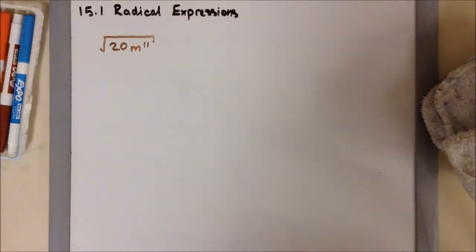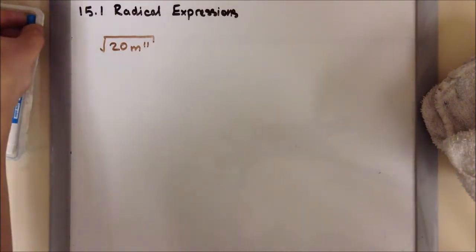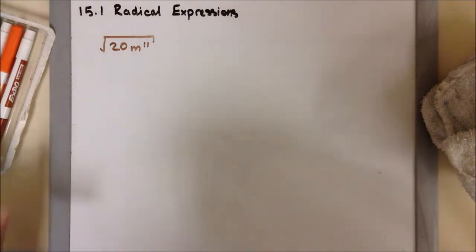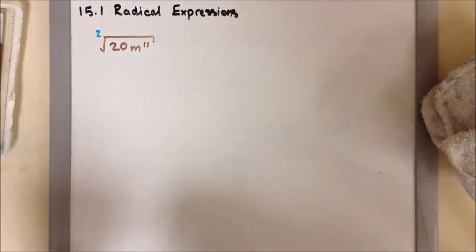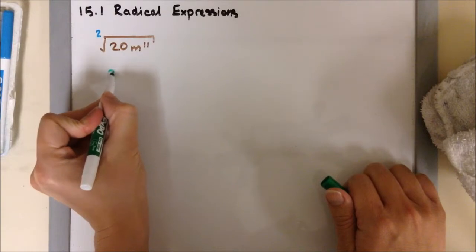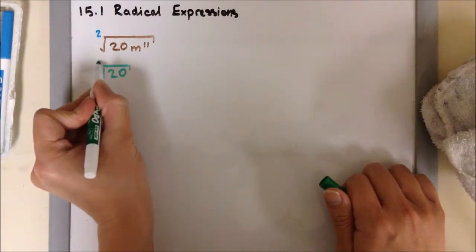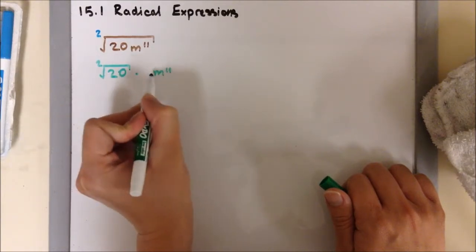So the next example, we have the square root of 20m to the 11th power. Like I said before, if you do not see a number at the top left, that means that the index is an invisible 2. Now I'm going to split the number and the variable apart. So we're going to have the square root of 20 times the square root of m to the 11th power.